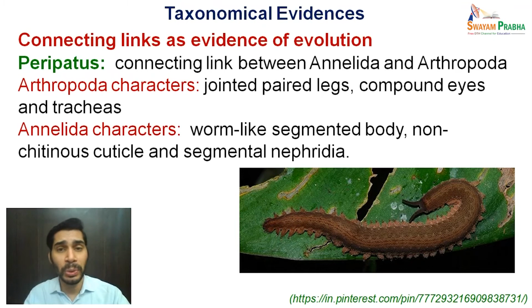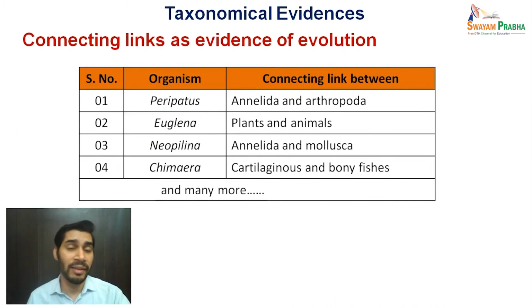Peripatus is not the only example of connecting links. We have a number of examples: Euglena is a connecting link between plants and animals, Neopilina between annelids and mollusks, Chimaera between cartilaginous and bony fish, and many such examples are there. So again, these connecting links are strong evidence that evolution has taken place in nature.